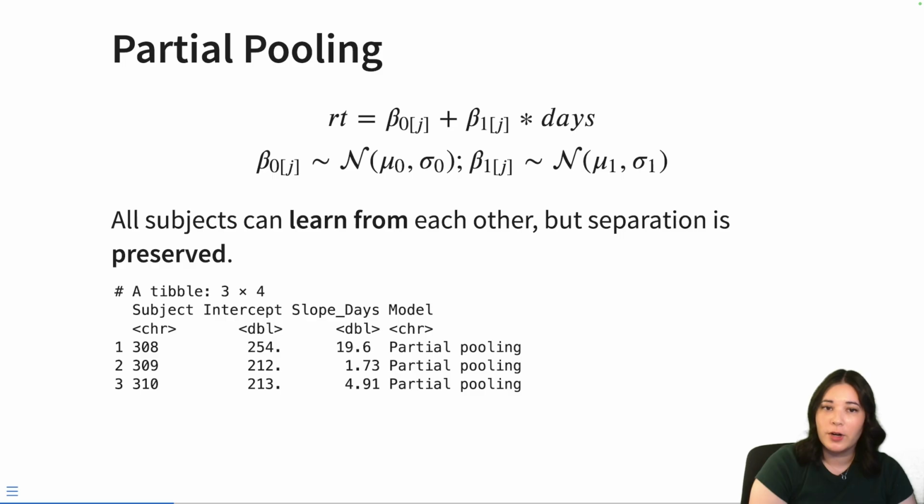Like we discussed before, in partial pooling, the effects are allowed to be different for every participant. Every participant can have a different baseline reaction time and a different reaction or coefficient when it looks at sleep deprivation. However, we assume that these effects are normally distributed about some population mean and variance. In lay people's terms, what this tells you is that all subjects can learn from each other, but all subject separation is preserved, meaning everyone can have a different intercept and slope, but those intercepts and slopes are allowed to learn from each other.